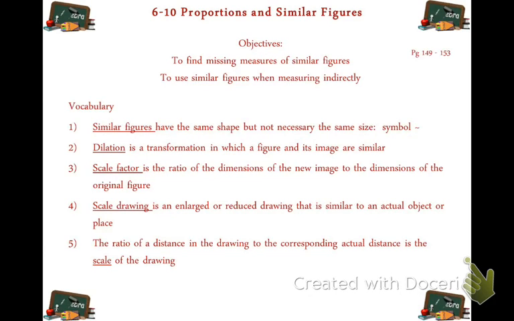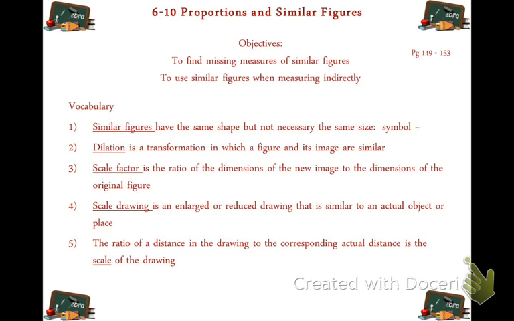Today's lesson is proportions and similar figures. Our objectives today are to find missing measures of similar figures and to use similar figures when measuring indirectly. Measuring indirectly is like when you want to see how tall that tree is: you take how tall you are and how long your shadow is compared to the shadow of the tree you're trying to find the height of, and you can find out how tall something is.